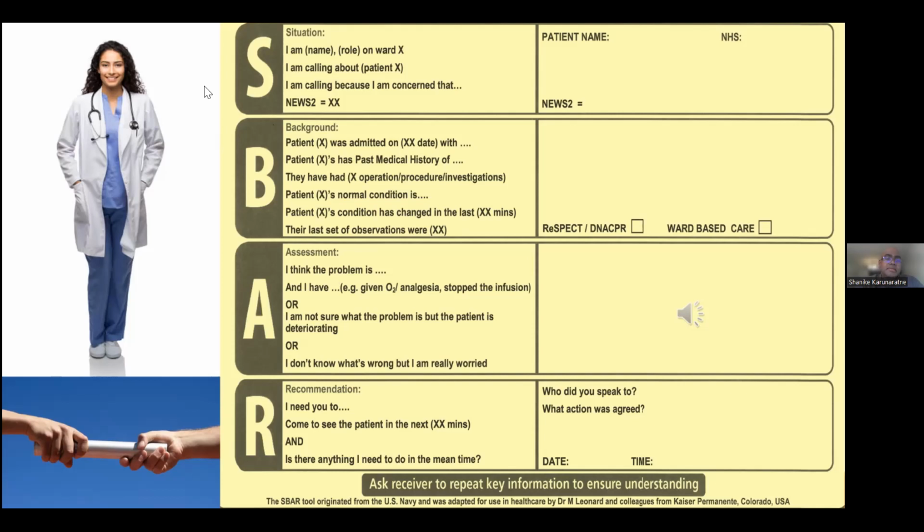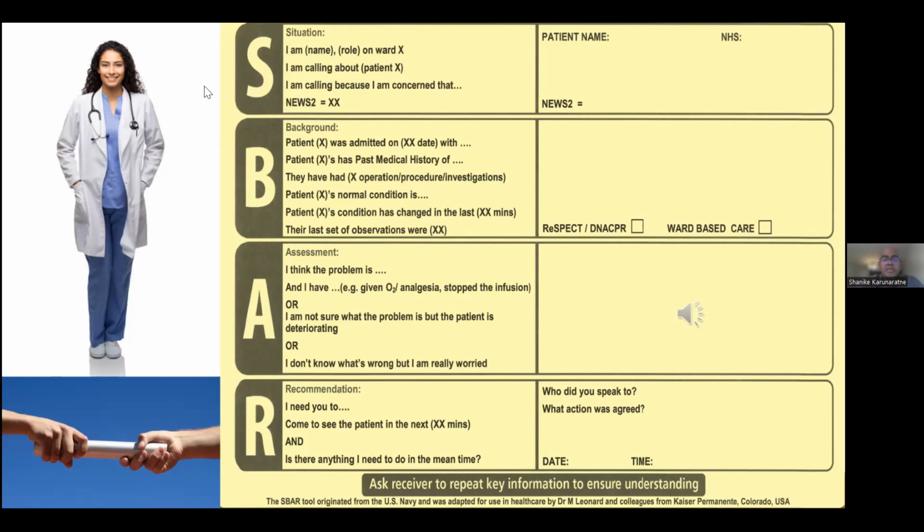So remember that this situation, background, assessment and recommendation is very important to identify the patient from the senior end, and that is important to give them an idea about the patient. So always, when you encounter a deteriorating patient, remember the A, B, C, D, E approach, get a NEWS score, and present it to your seniors in the SBAR communication tool.